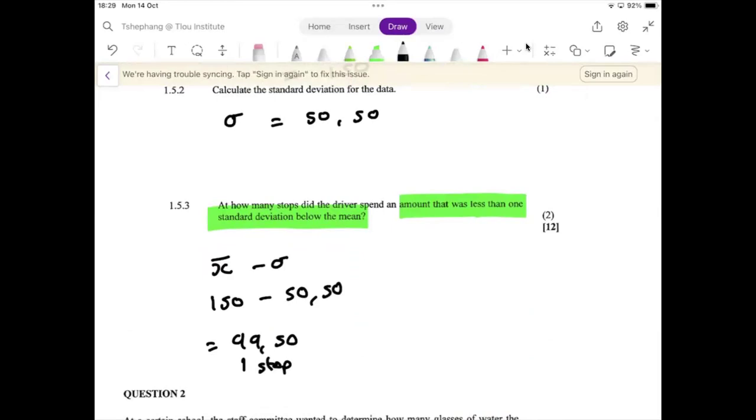Okay, 1.5.3. No problem at all. We just need to understand the question. The question is saying, at how many stops did the driver spend an amount that was less than 1 standard deviation below the mean? So below means under, right? Below the mean, under the mean. If we are saying under the mean, it means that we have to subtract the standard deviation from the mean. An amount that was less than 1 standard deviation below. So the standard deviation is the one that is below the mean.